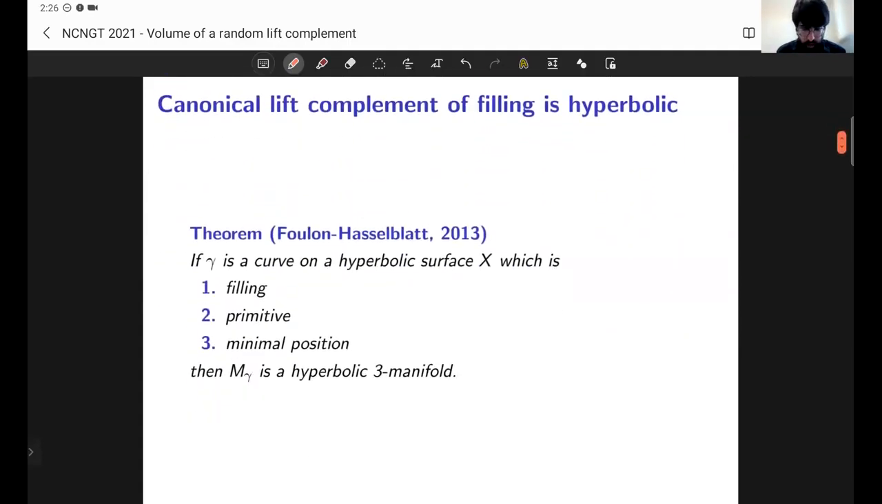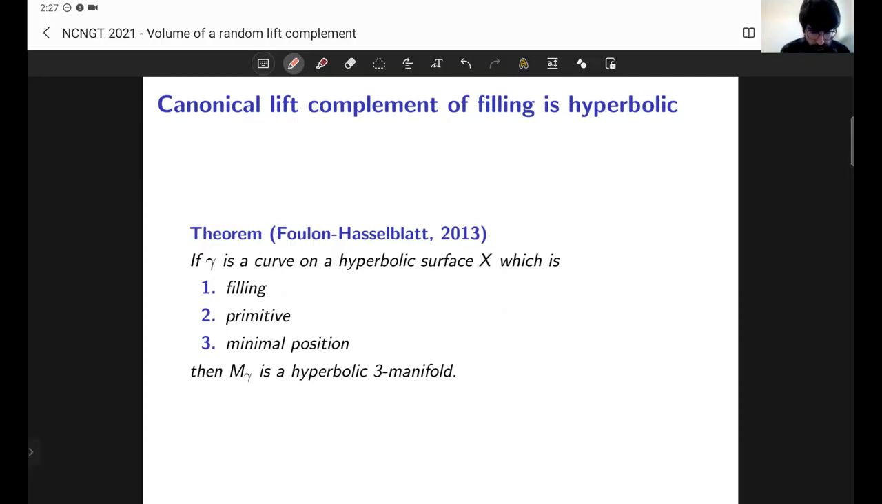There is a theorem by Fuller and Hasselblatt from 2013 that says the following. If gamma is a curve or a geodesic on a hyperbolic surface X, which satisfies the following three properties. First, it's filling. Filling means that any other geodesic on the surface, whether closed or not, intersects this curve non-trivially, or in other words, if you cut the surface along this curve, you obtain a union of closed disks. These are two possible equivalent definitions of filling.